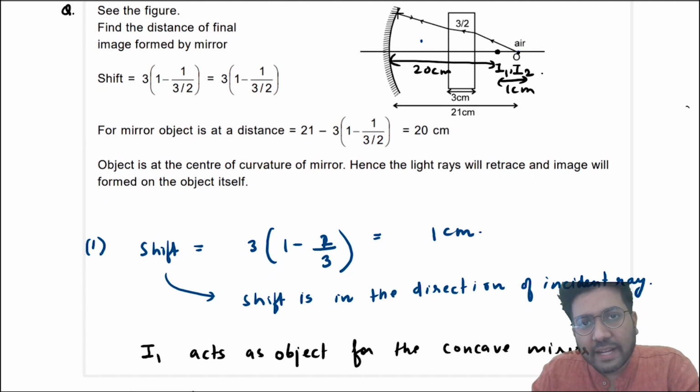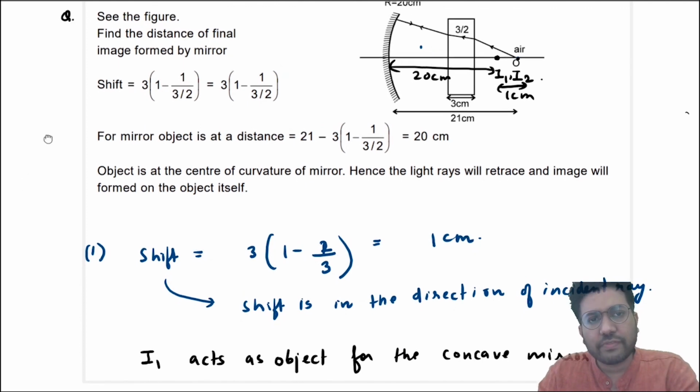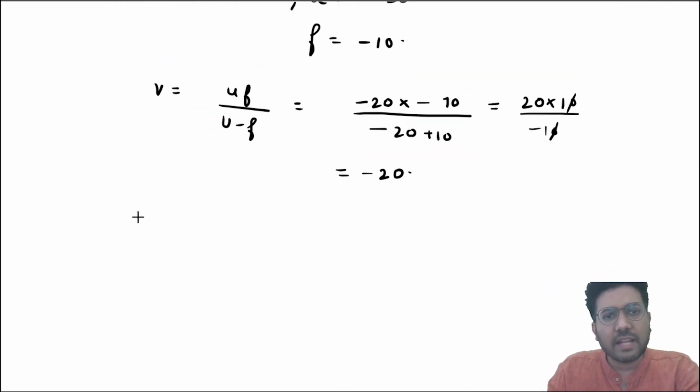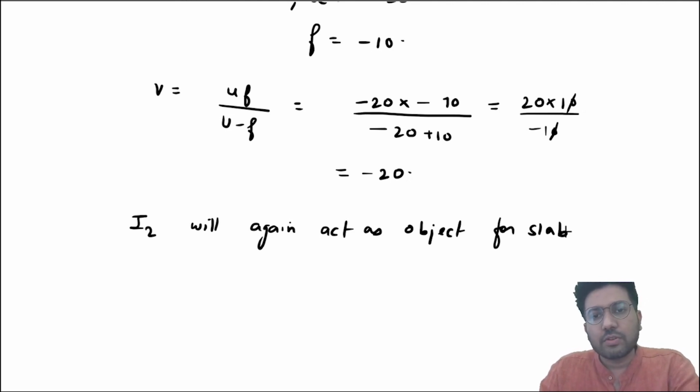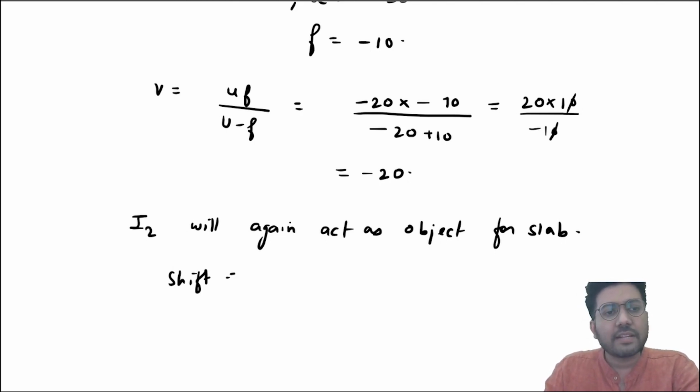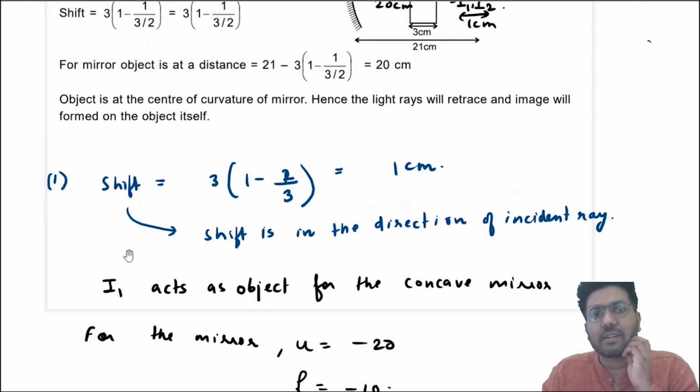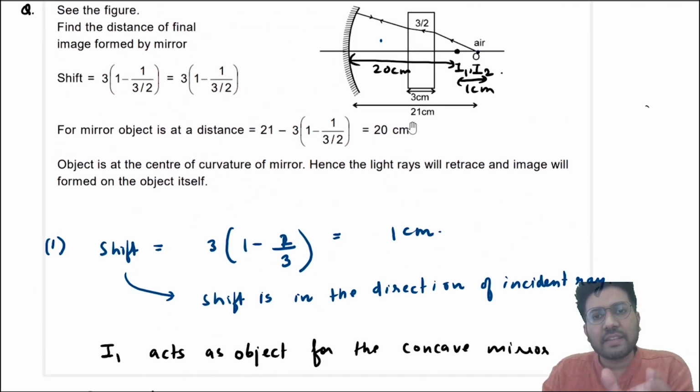Now light after reflecting from here is again striking this slab. So if it is again striking this slab, that means there will be one more shift. So now this I2 will again act as object for the slab. So you know that for the slab the shift is always the same, right? Shift is independent of the position of the object or the slab.